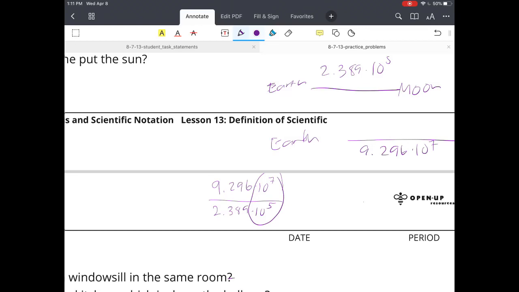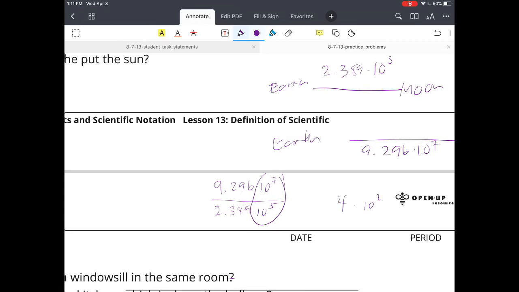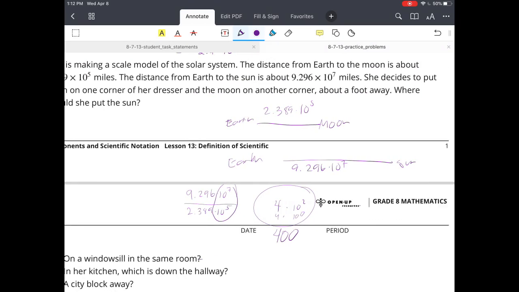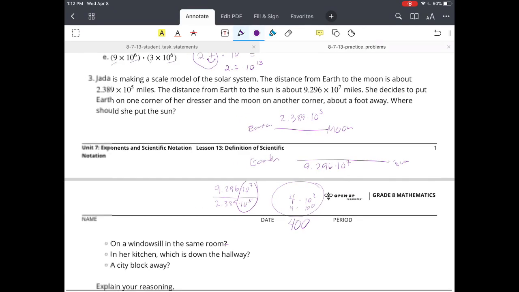This is easy. That's just 10 squared. And 9.3 divided by 2.4, that's about 4, okay? You can use a calculator, it might be 3.8 or 3.9. But 10 times 10 is 100, times 4 is 400. So the distance between the sun and Earth is about 400 times bigger, or longer, I should say, than the distance between Earth and moon. It's a lot.